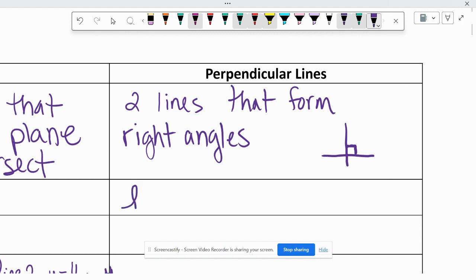So the symbol, if I wanted to say that line 1 is perpendicular to line 2, the symbol is an upside down capital T.